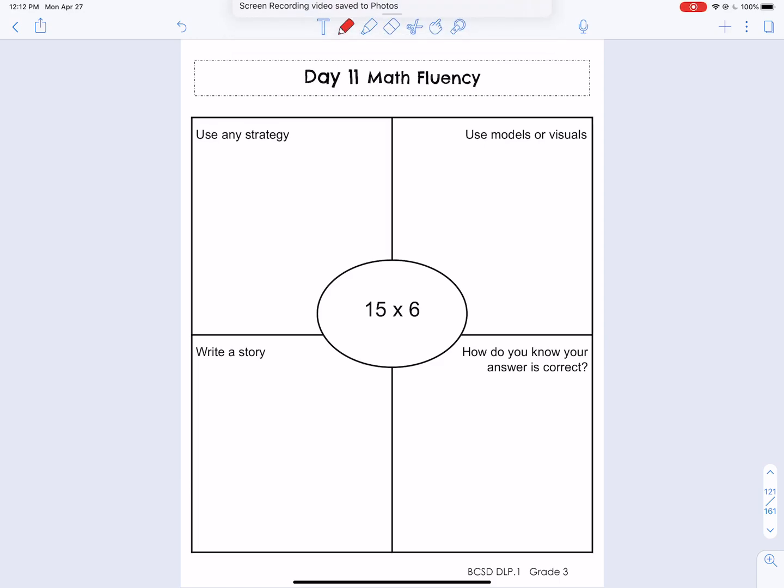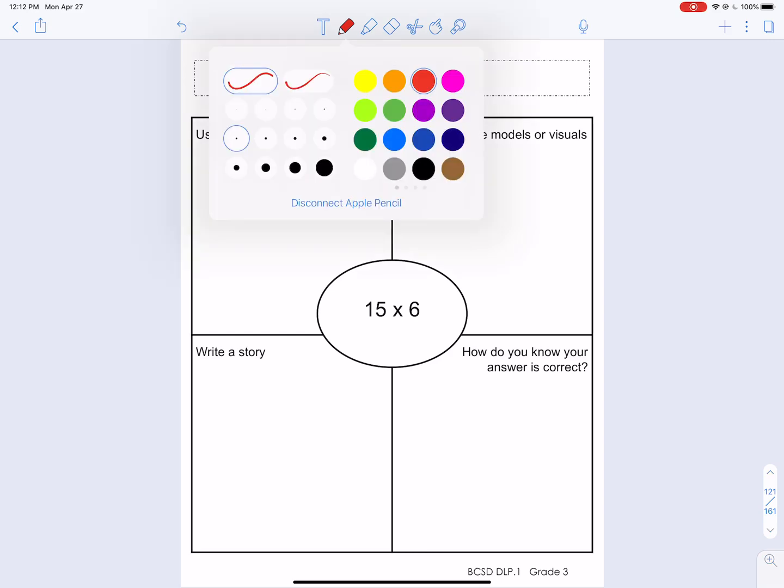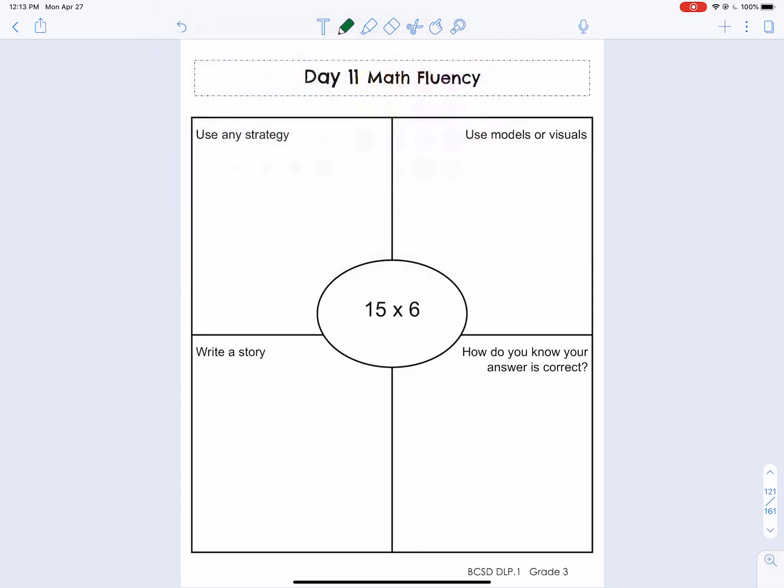Hello, BCSD third graders. A lot of you have told me that you benefited from my how to do the math fact fluency page. So that's exactly what I'm going to do. But this time I'm going to be doing it with a larger math fact, 15 times 6.